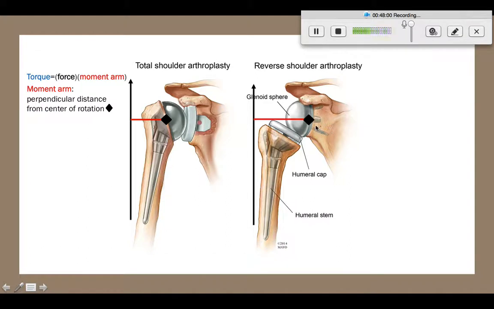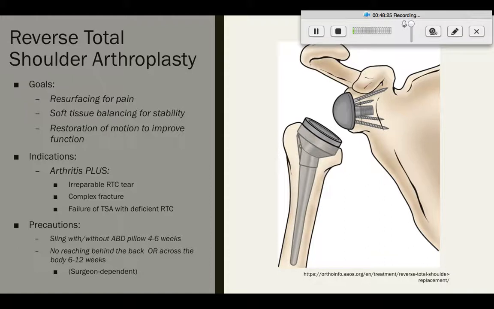So again, the center of rotation of the shoulder is going to shift medially and inferiorly. As a result, the moment arm of the deltoid increases, which allows for more torque to be produced by the deltoid, the anterior deltoid specifically, following a reverse total shoulder procedure. Okay, let's go back.